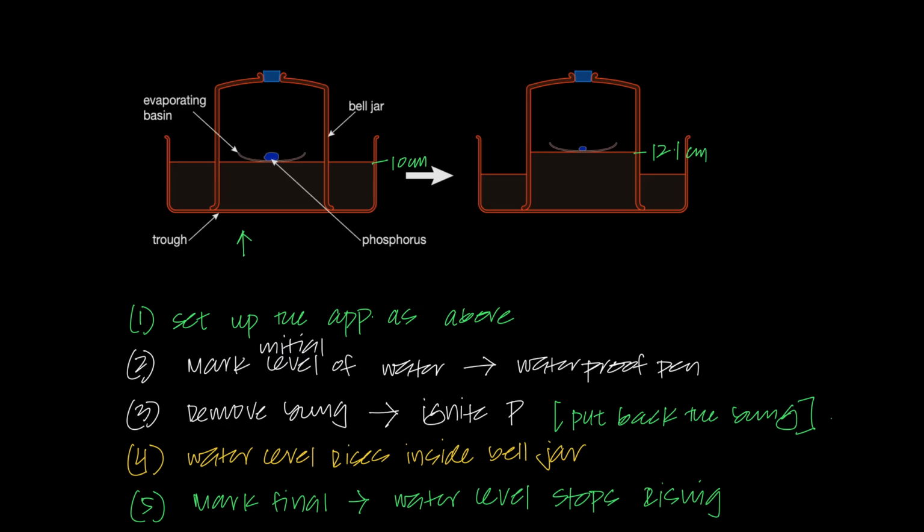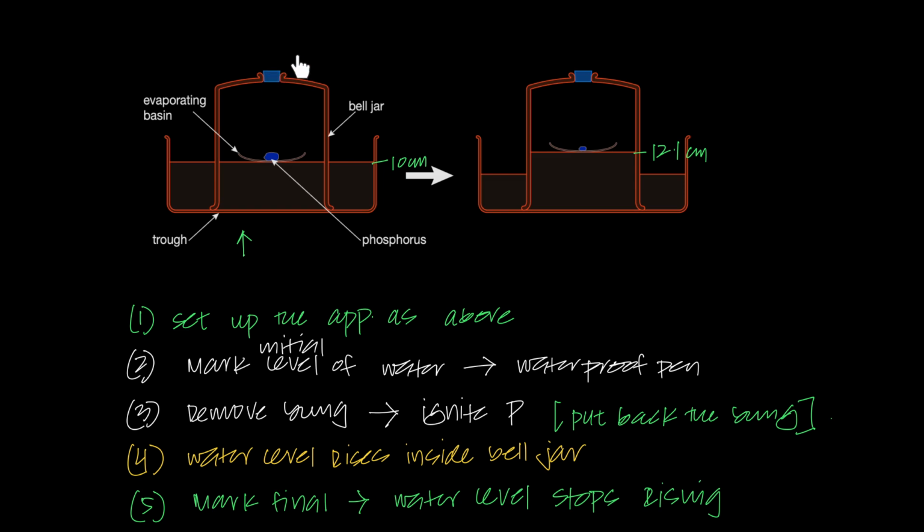So what I'm going to do is mark the initial level of water, that's about 10 cm, let's suppose, and I'll mark it with a waterproof pen so that the reading does not just get erased. If it's not waterproof, it will dissolve inside water, obviously. So then how will you get your reading? I'm going to use a waterproof pen or a sticker and whatnot.